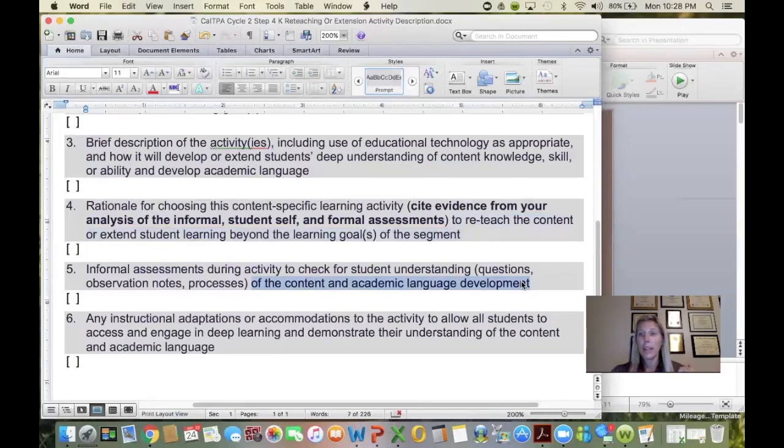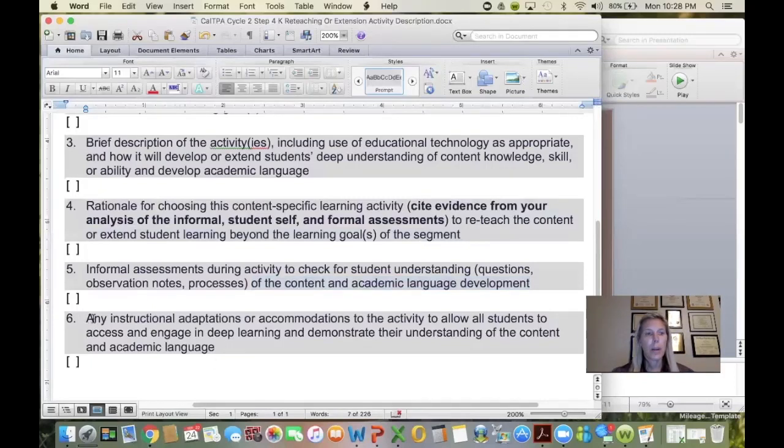Okay, and it gives ideas here, which is so helpful. Are you going to do some questioning, observational notes? Are you going to do think, pair, shares? Are you going to have them use whiteboards? Are you going to have them do a Kahoot? What is it going to be that you're using for your informal assessment?